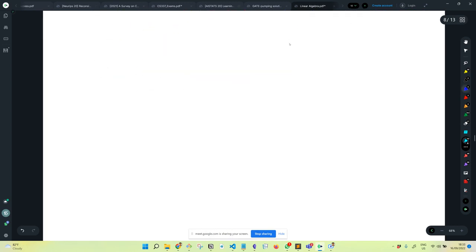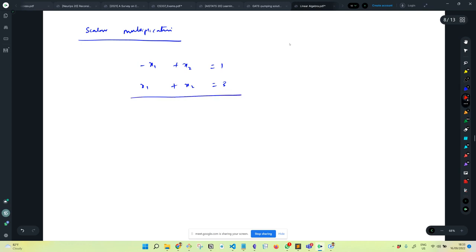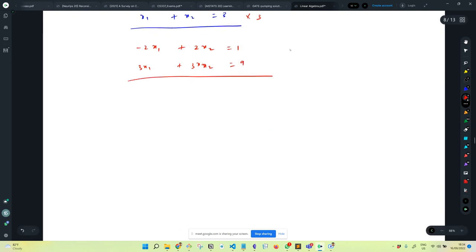Now, the third operation is scalar multiplication. I think this is very simple. What do you mean by scalar multiplication? Again, let me take the system: minus x1 plus x2 equals 1, x1 plus x2 equals 3. Now, I can multiply both equations by constants. For example, I multiply the first by 2 and the second by 3. Then the resultant system will be minus 2x1 plus 2x2 equals 1, 3x1 plus 3x2 equals 9. I'm beating around the bush, but to make you understand that this is also a legal operation, let me go ahead and do it.